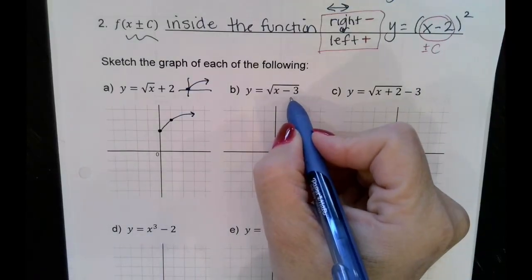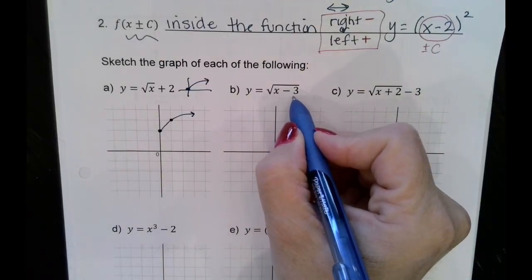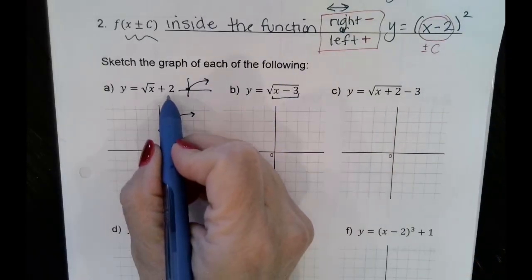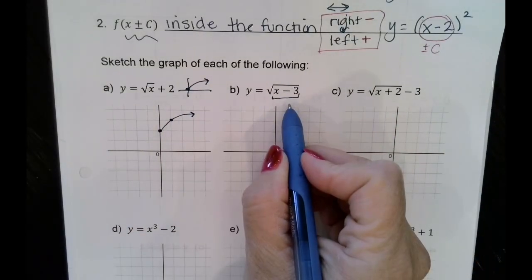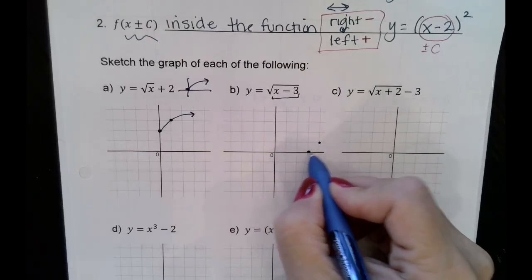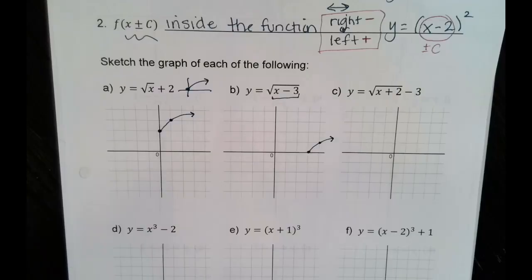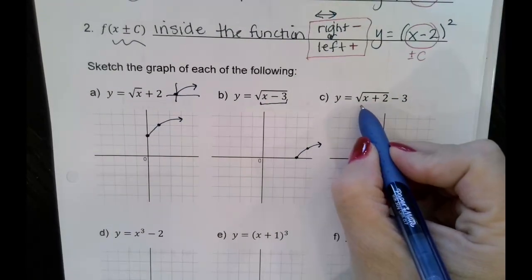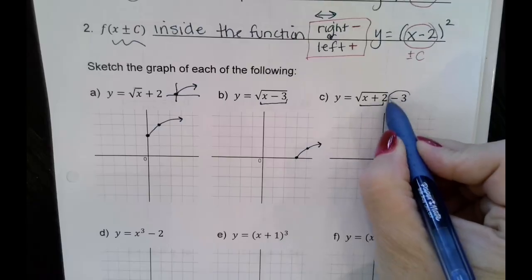This tells me now that I'm going to move to the right by 3. This is inside my function, right? This is outside my function, so it's important to be able to see the difference. So this one, I'm going to move right by 3. I go up 1, and my curve looks like this, right? With this guy, I've got it inside my function and outside my function.